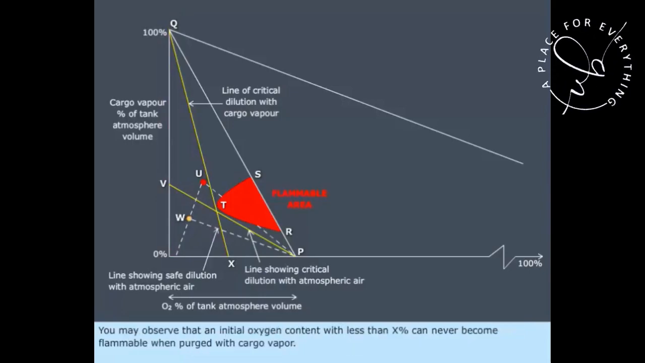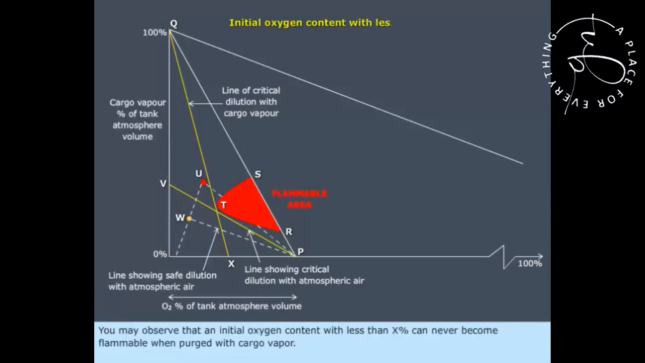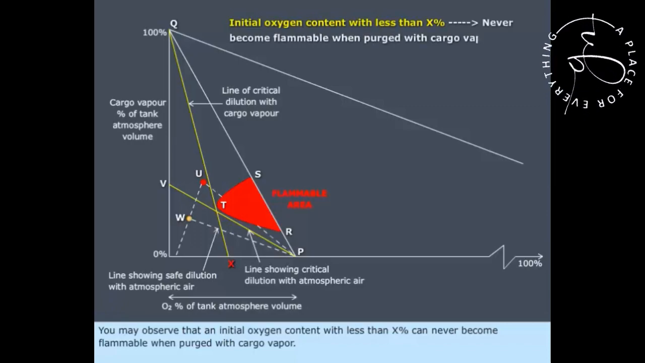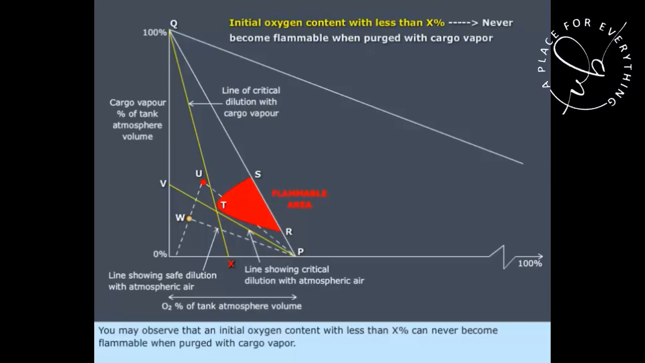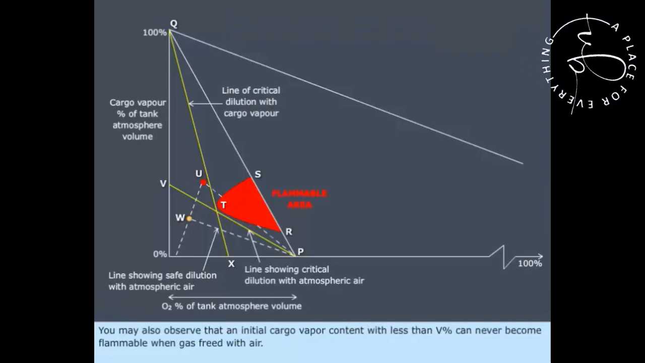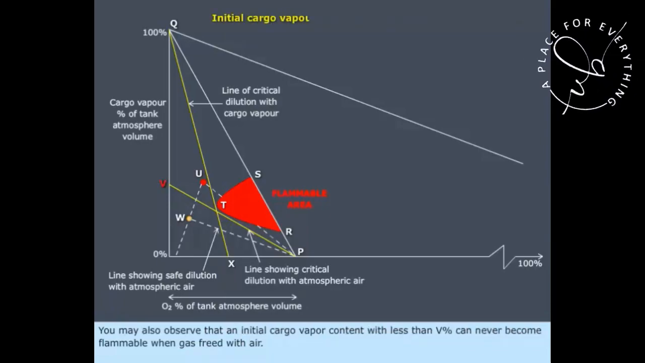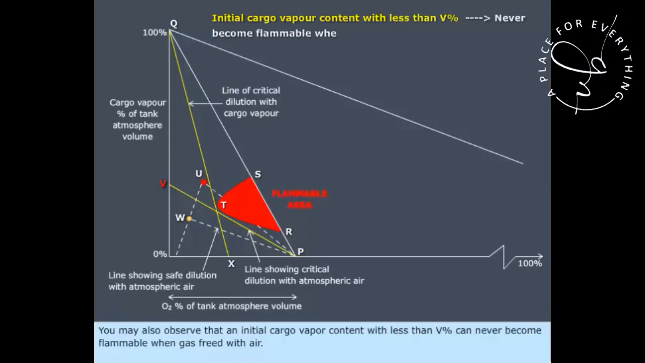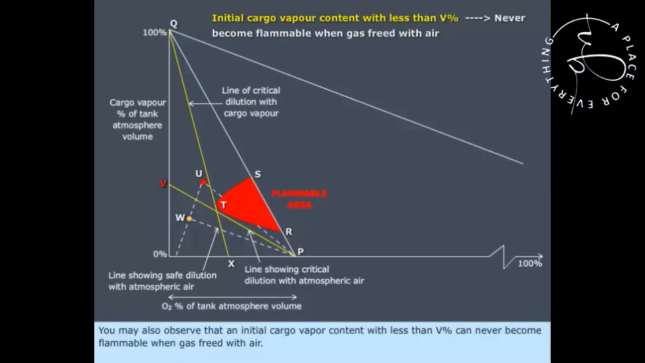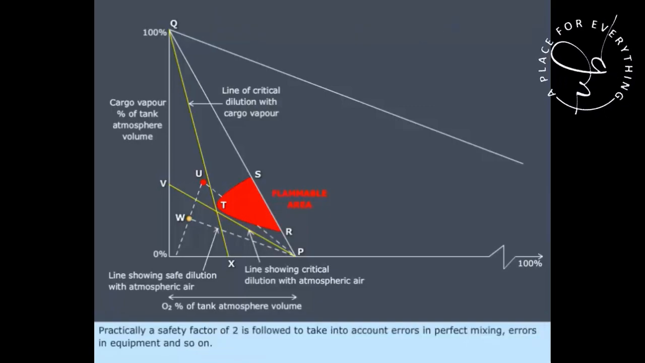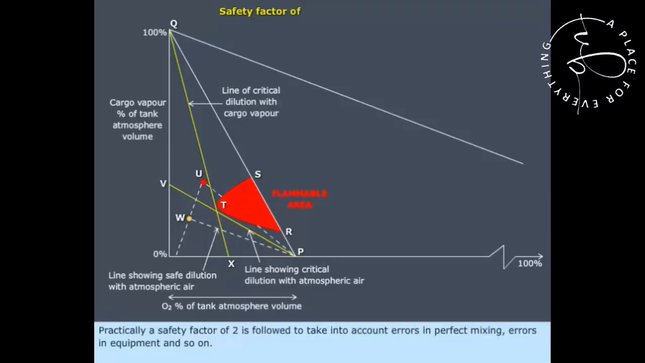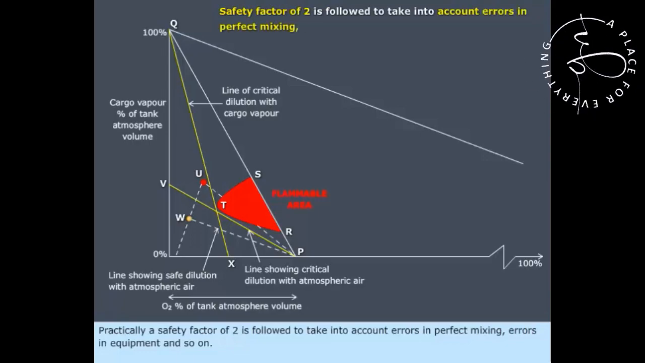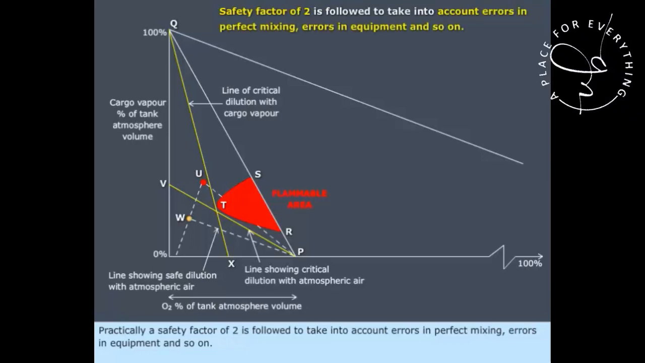You may observe that an initial oxygen content with less than X% can never become flammable when purged with cargo vapor. You may also observe that an initial cargo vapor content with less than V% can never become flammable when gas-freed with air. Practically, a safety factor of 2 is followed to take into account errors in perfect mixing, errors in equipment, and so on.